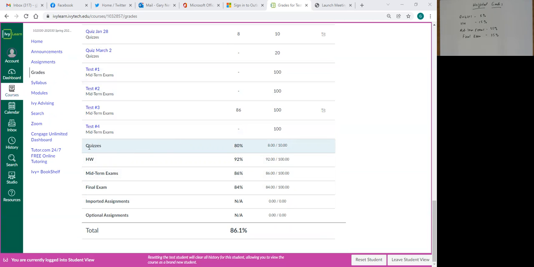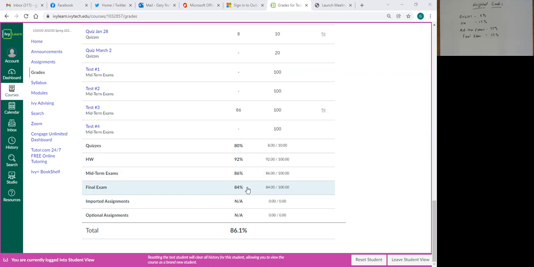For instance, this is saying for quizzes, you take all the quizzes and you combine them all. This is saying as of right now, I'm getting an overall score of 80% on my quizzes. And then if you look at all my homework assignments that I've completed, I have a 92% homework score. That means it's pretty good for homework. Midterm exams, if you combine the scores on my midterm exams so far, I've got a score of 86%. And then on my final exam, I've got 84%.